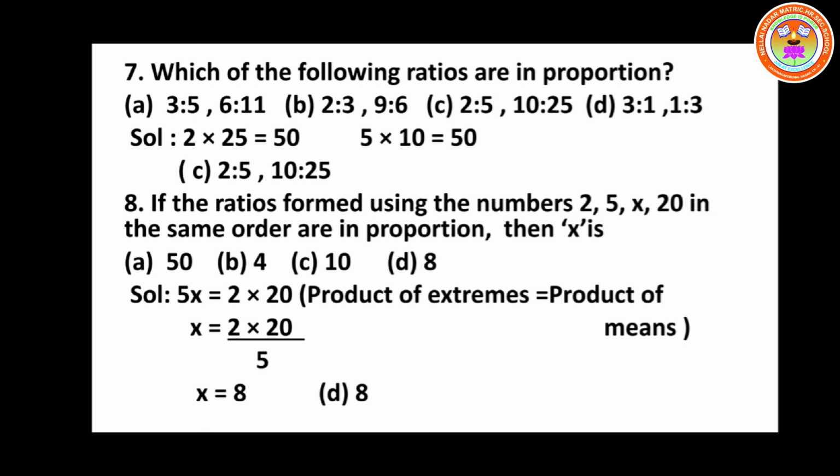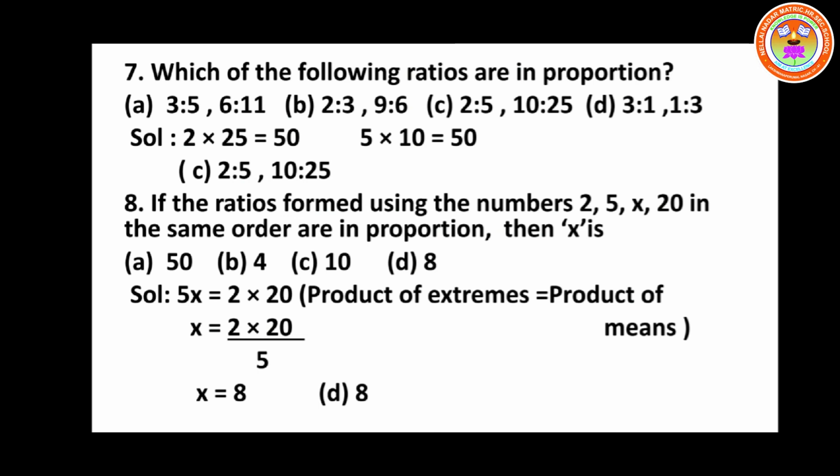So now option C. The extremes are 2 and 25. 2 into 25, 50. And the product of the means, 5 into 10, 50. Now both the answers, product of the means as well as product of the extremes, are 50. So they are in proportion. So option C is your answer. Option C: 2 is to 5, 10 is to 25.